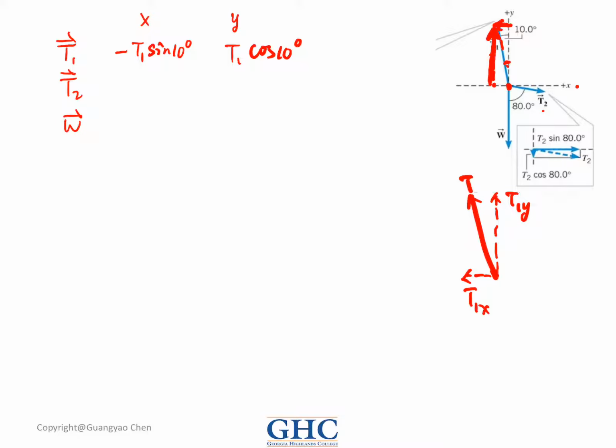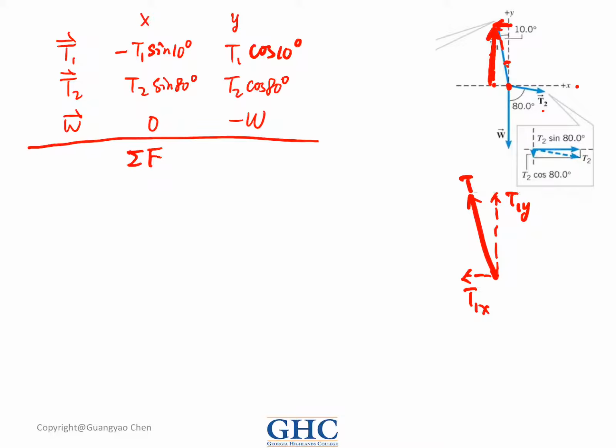And you do the same thing. You have x component of T2, T2 sine 80 degrees, y component of T2 cosine 80 degrees, x component of weight 0 of course because it's pointing in the y direction, y component negative W. So you sum all these three, you have net force in x, you sum all these three, you have net force in y. And you have net force in x equals 0, net force in y equals 0, so you have two equations.